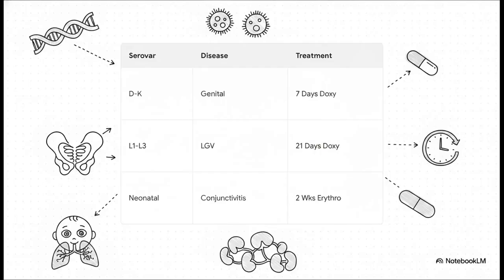Okay, guys, here is your ultimate cheat sheet. This perfectly pairs the syndrome with its specific treatment duration. Uncomplicated genital chlamydia, 7 days of doxycycline. Invasive LGV L1 through L3, 21 days of doxycycline. A neonate with conjunctivitis or pneumonia, 2 weeks of oral erythromycin. Seriously, take a mental picture and burn these timelines into your memory.